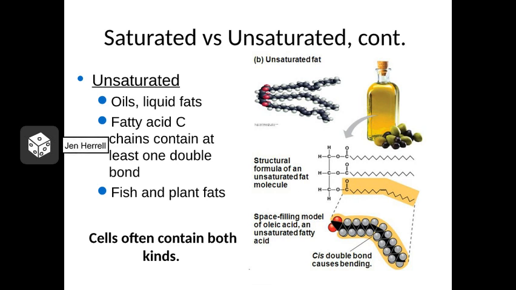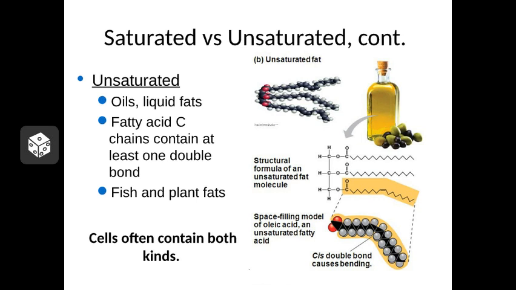Unsaturated fatty acids tend to be plant-based. So these include things like olive oil and vegetable oil and peanut oil. They're supposed to be a little bit better for you to get in your diet because they tend to clog arteries a little bit less than the saturated fats.